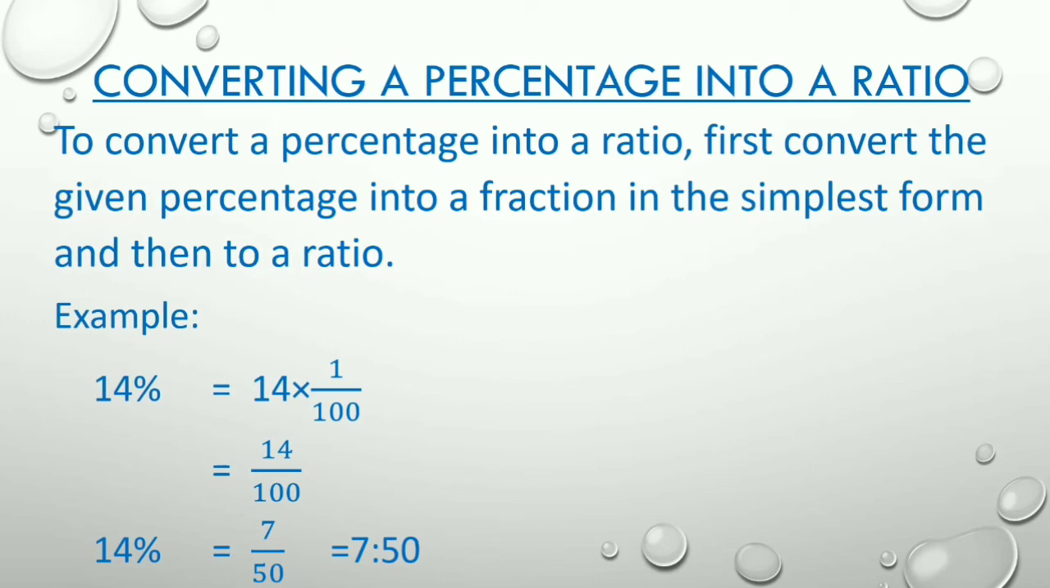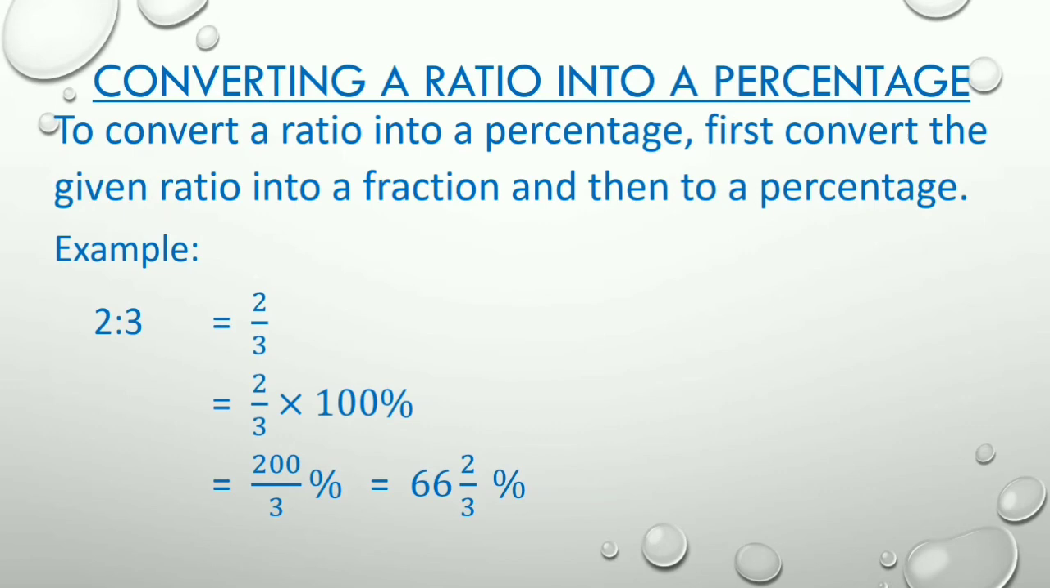Now converting a ratio into a percentage. To convert a ratio into a percentage, first convert the given ratio into a fraction and then to a percentage. Ratios are similar to fractions. Therefore, to convert a ratio into a percentage, we can follow the same procedure as we have used to convert a fraction into a percentage. That means we have to multiply the given ratio or the given fraction with 100 and then put the percent sign. Here we are given a ratio 2:3 as the example.